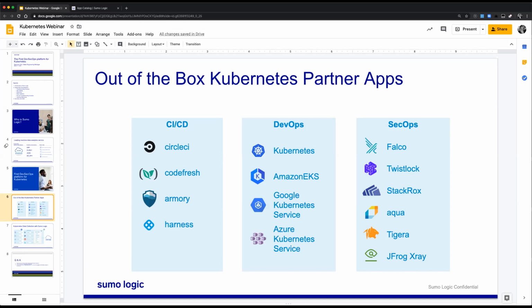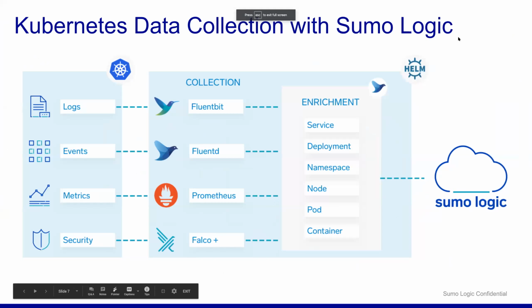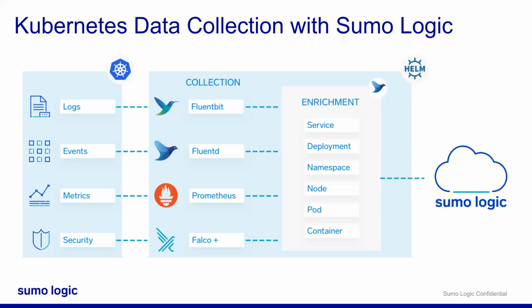So now, a question earlier came up about the collection and how that works. So we're going to take another step back and talk about how we are collecting the various logs and metrics from Kubernetes. So going to our Kubernetes data collection slide, I'm just going to go ahead and hop into present view to make it a little bit bigger. We collect log, metric, event, and security data via FluentBit, FluentD, Prometheus, and Falco. Now, these may all be looking familiar to you because they're all open source data collectors that are maintained by the Cloud Native Computing Foundation.